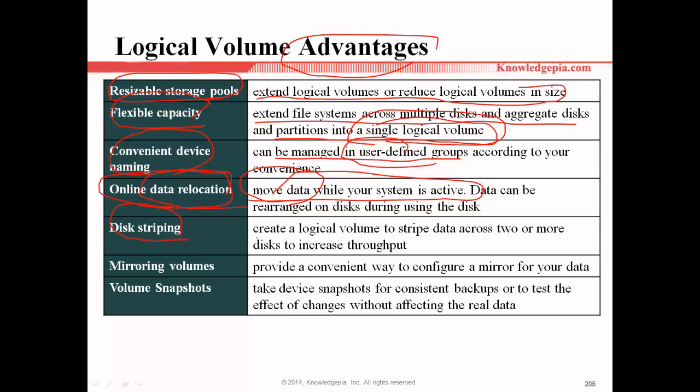Disk striping, next page I will explain this one. Create a logical volume to stripe data across two or more disks to increase the throughput. So for better throughput, normally we can use striping over two or more disks. And mirroring volumes, this one is similar to a backup, providing a convenient way to configure a mirror for your data. If you save your data to the disk, then we can copy all this data to another disk. We normally say this one mirroring.